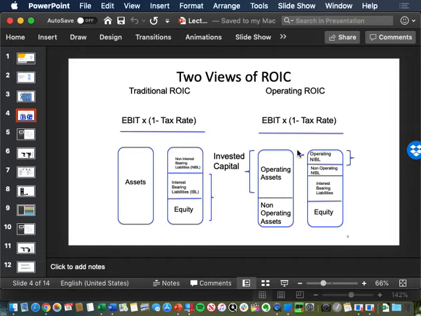Operating invested capital, non-operating capital. Put them into two blocks. They're both debt and equity, right? And this is why it matters.